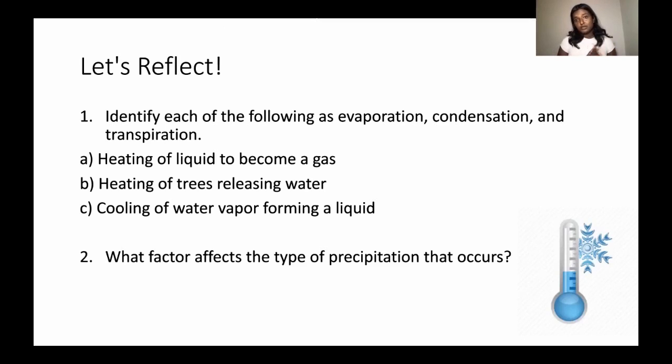So let's go on to the first question. The first question is: identify each of the following as either evaporation, condensation, or transpiration. Heating of a liquid to become a gas. I'll give you 5 seconds.